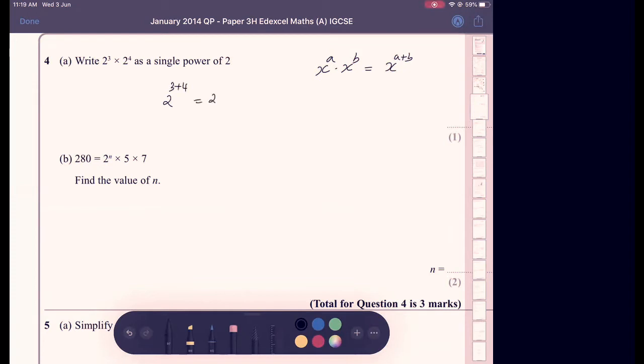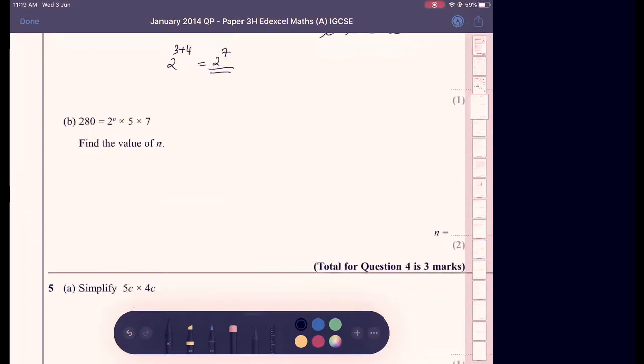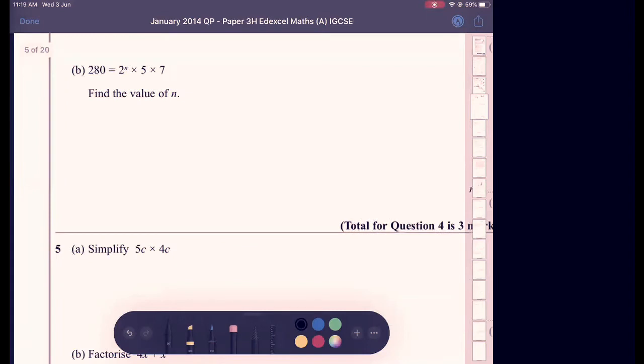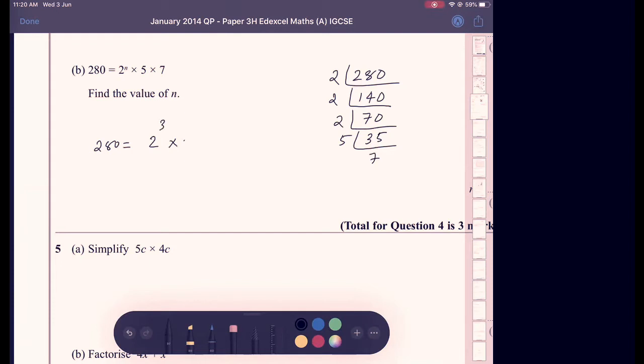Then, find out the value of n. First of all, you try to factorize 280. So 280 divided by 2 is 140. 140 divided by 2 is 70. Again dividing by 2, it becomes 35. Dividing by 5, we get 7. So we got 280 as 2 to the power of 3 times 5 times 7. Therefore, n is equal to 3.